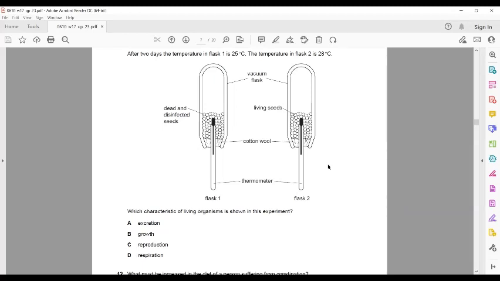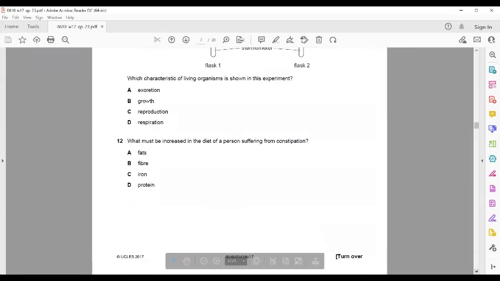So this is not excretion, this is not growth. It doesn't have to do anything with reproduction, but it has something to do with respiration, because during the respiration process, heat is given out because energy is being produced. So there is a change. In flask A, we don't have a change in the temperature. It stays the same because the seeds are dead. They don't germinate, they don't grow. So that's why there was no rise in the heat.